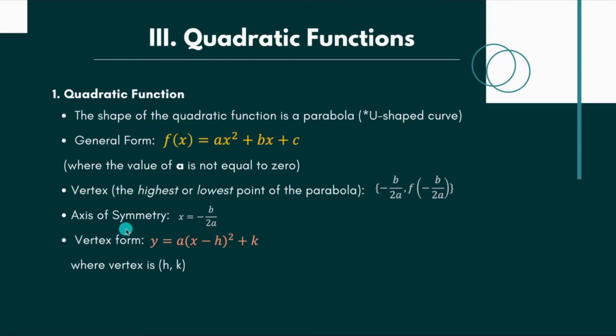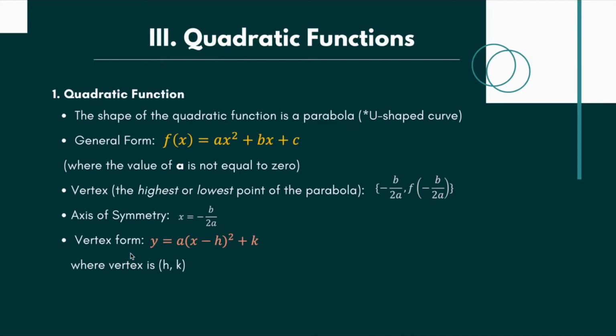Parabolas also have an axis of symmetry, which is basically the line that you can fold the parabola over to perfectly overlap with the other side. The axis of symmetry is a vertical line passing through the vertex, and its equation is x equals negative b over 2a. Finally, we have vertex form.